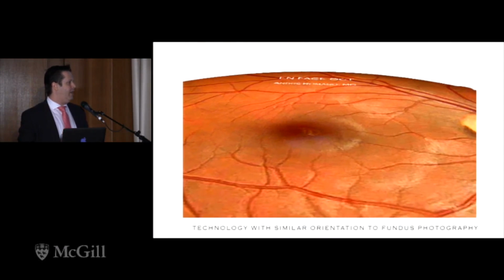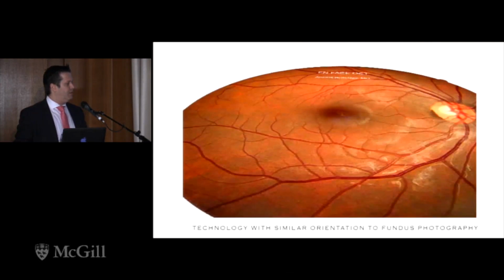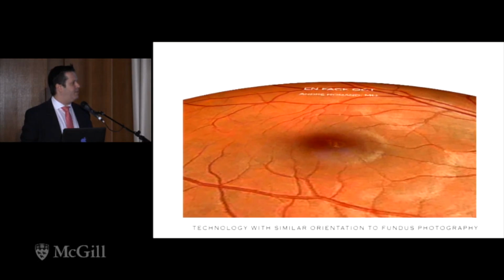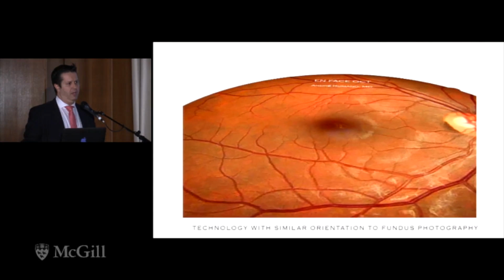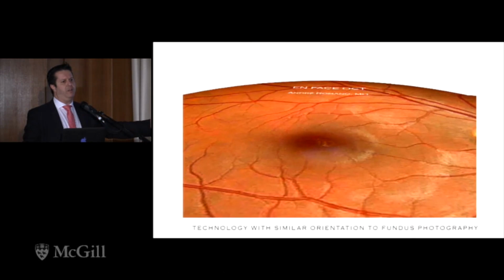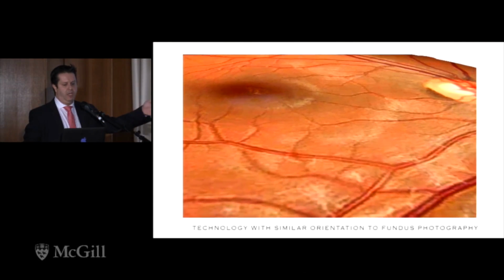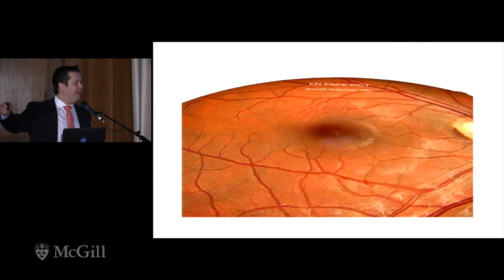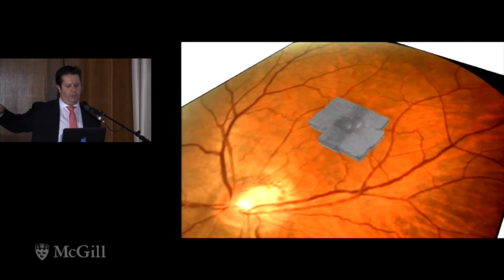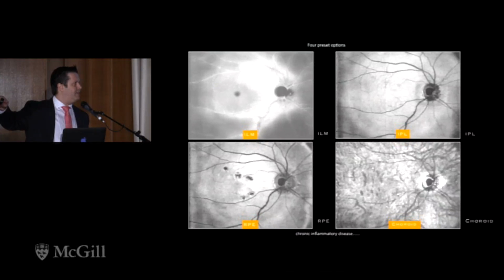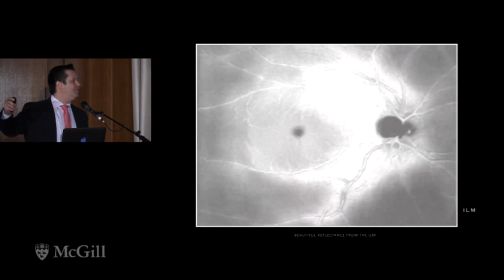So we are now able to start using a new technology that John already explained, which is en face OCT, which carries a similar orientation to fundus photography. It's like ordering a fundus photography of the inner limiting membrane or the RPE and so on. So we can scan layer by layer and choose the layer that we want to assess. I'm going to give you an example. Here's the same patient. We have 4 presets. We can assess the inner limiting membrane, the inner plexiform, the RPE, and the choroid in only one scan.